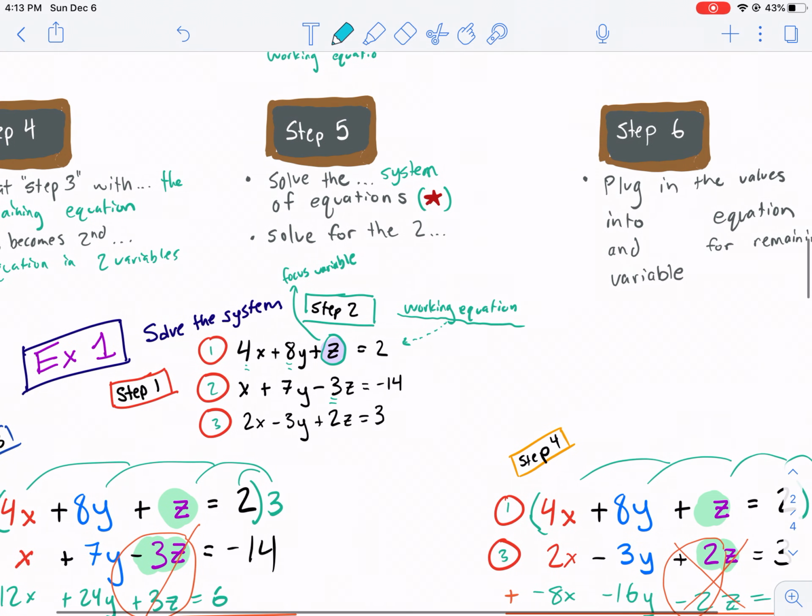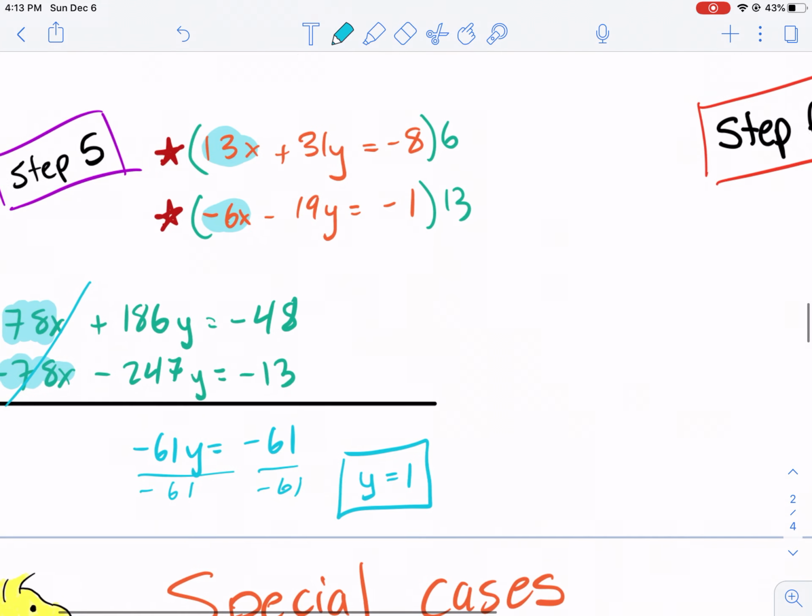Solve the system of equations. Solve for the two variables. In this case, it was x and y, but it could be x and y, it could be y and z, it could be x and z. So for this particular example, it was x, comma, y. All right, so we have our first one.